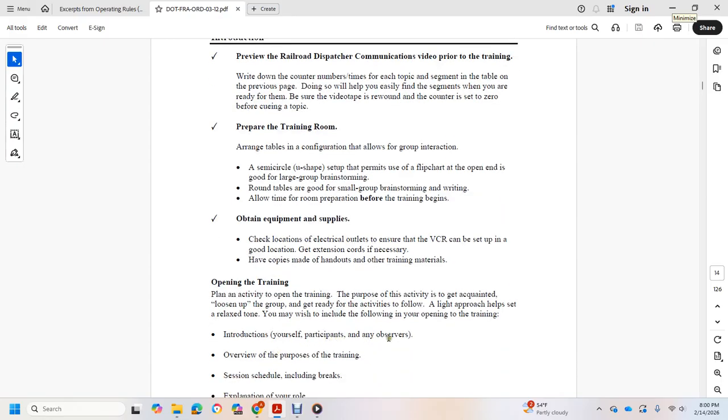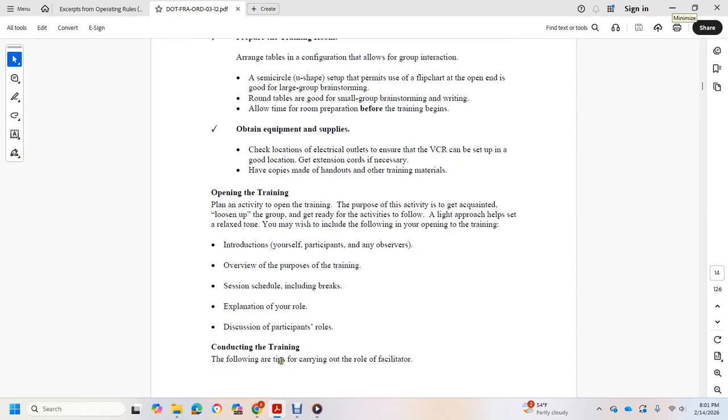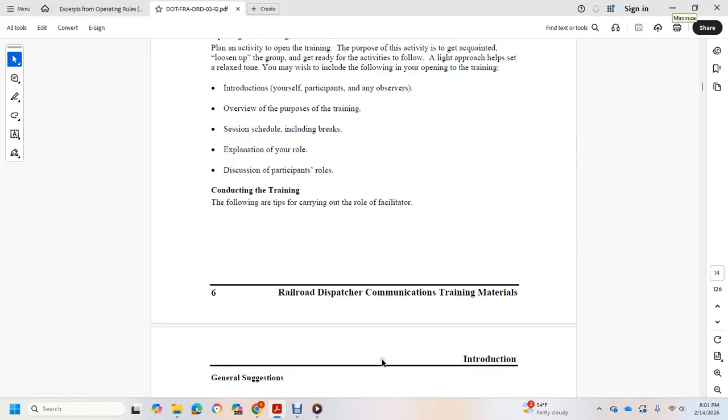Introduction of yourself, the participants, and observers. Overview of the purpose of the training session. Schedule, including breaks. Explanation of your role. Discussion of the participants' role and the conduct of the training. Following are tips for carrying out the role of the facilitator.